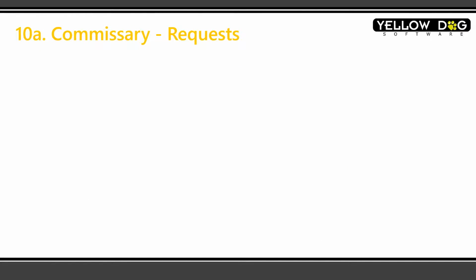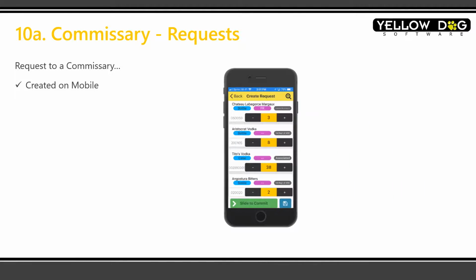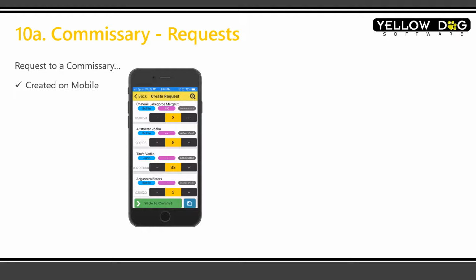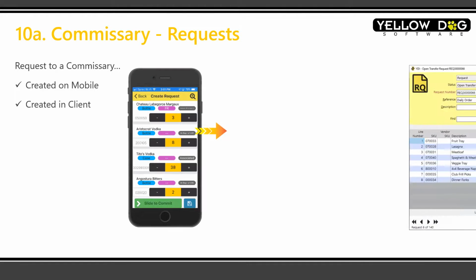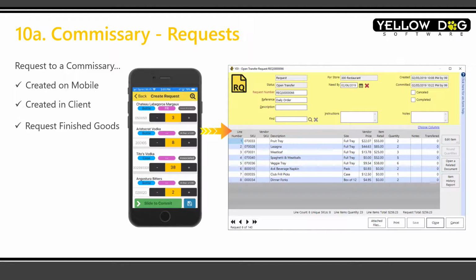Next up, we've got a number of commissary related items. First of all, in request, you could do requests to a commissary, and of course those could be created on YD Mobile, or they could be created directly in the client. You can request finished items. You can also request inventory items. You can have the request be automatic to build to your par levels. You can of course set your need by date.